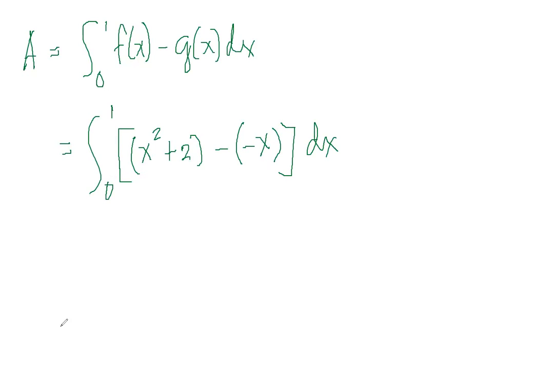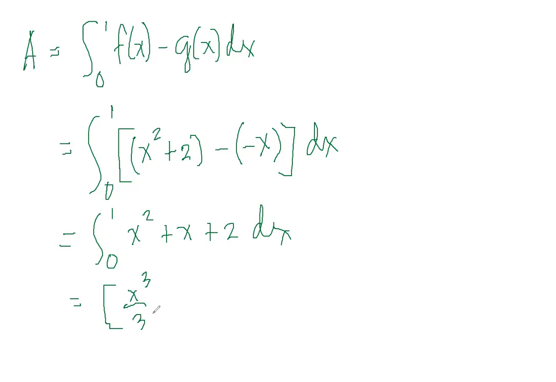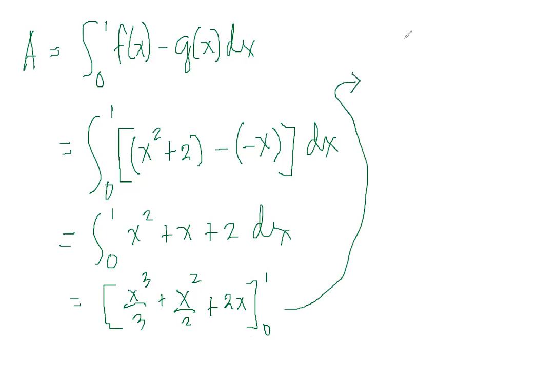Okay, so we're now ready to integrate this expression. Let's just simplify the expression. So x squared plus x plus 2 with respect to x. And let's integrate. We have x cubed over 3 plus x squared over 2 plus 2x, to be evaluated from 0 to 1. So this is now our integral, okay?